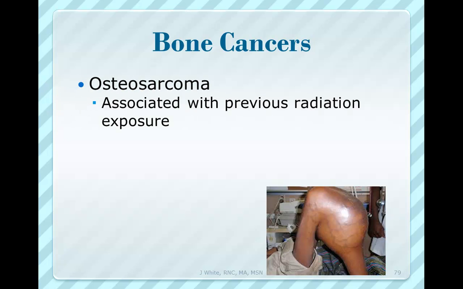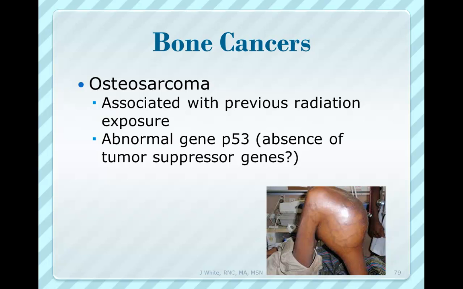It's associated with previous radiation exposure, so if they've had a lot of, not just an x-ray, but a lot of radiation of an area, then this is more likely. And again, we know that radiation is associated with changes in the structure of the cells, and that can lead to cancer. Also, they have found that many of these children will have an abnormal gene listed as P53, and they think that this gene is a tumor suppressor gene.